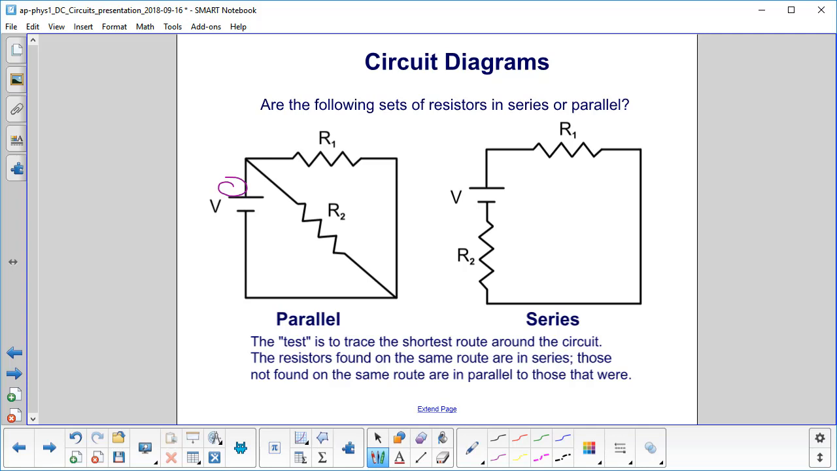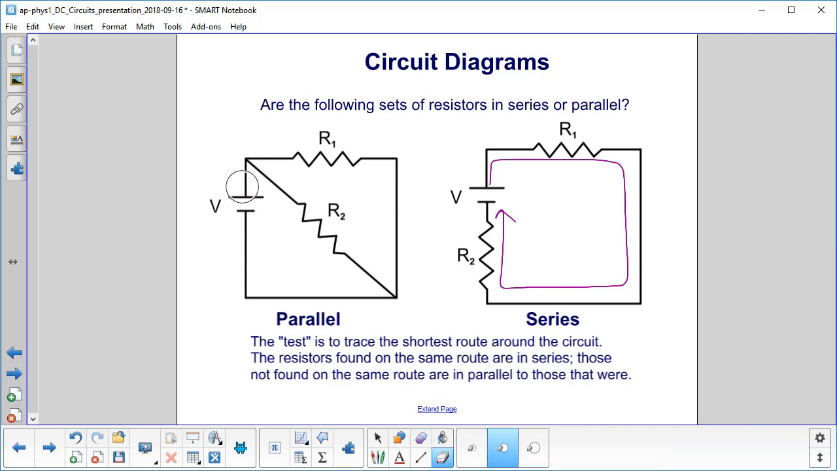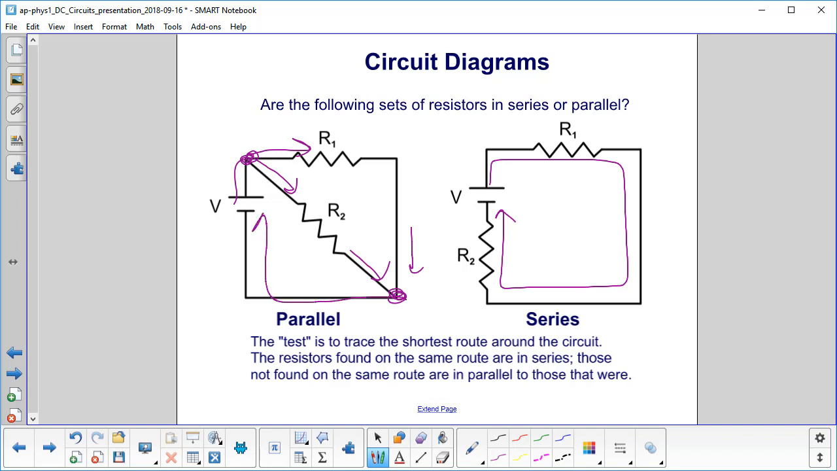So let's look at the easy one first, series. You leave the battery, you go through R1, and the only way to get back to the battery, to the negative terminal, is to go through R2, so that's in series. For the configuration over here on the left side, you leave the battery, and right away there's a fork. The charges can either go this way or this way, and then they'll all come back together again down here and get to the negative end of the battery, the negative terminal. So that is in parallel.